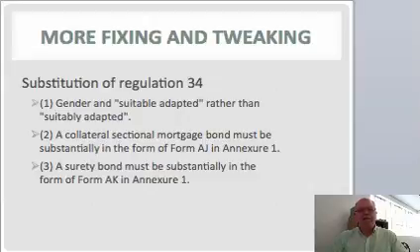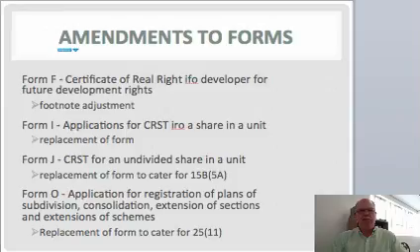Going on to the fixing and tweaking, some more. There's a substitution of Regulation 34. The first one didn't make a lot of sense to me. There was some gender fixing, and then the phrase suitable adapted was put in place of suitably adapted. I thought the original one was better, English anyway. There is a provision for a new form for a collateral, a sectional mortgage bond, and a surety mortgage bond.